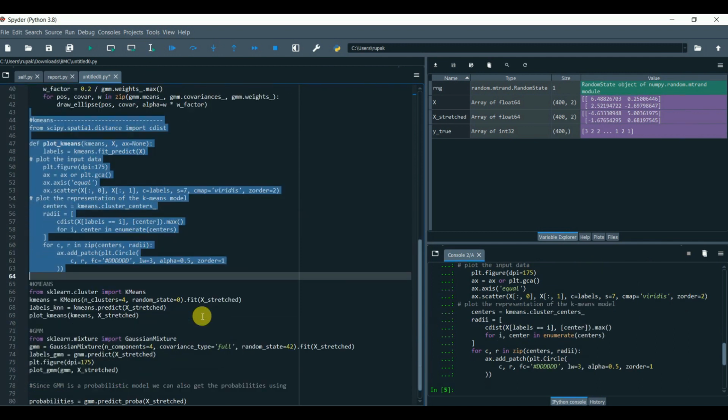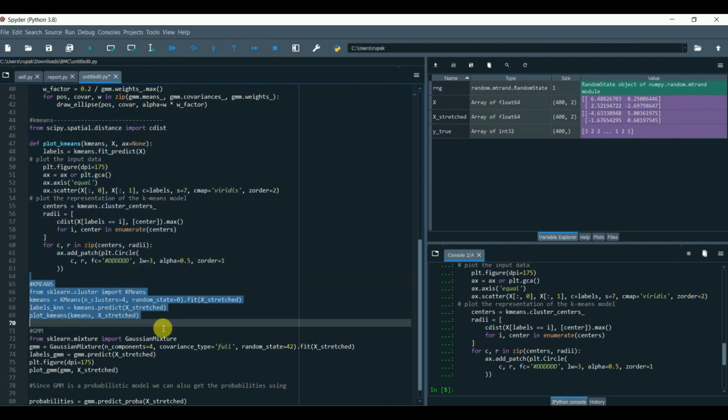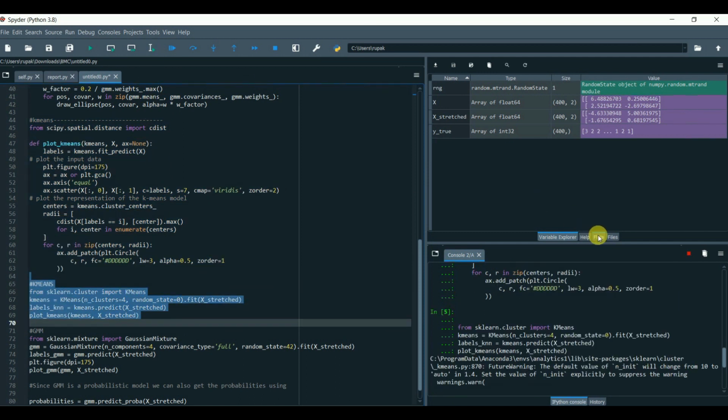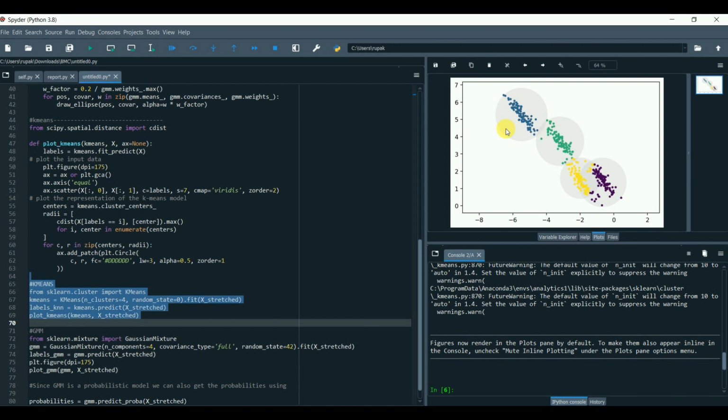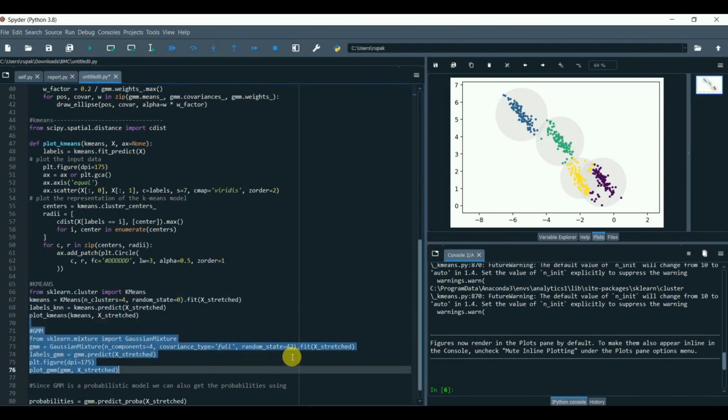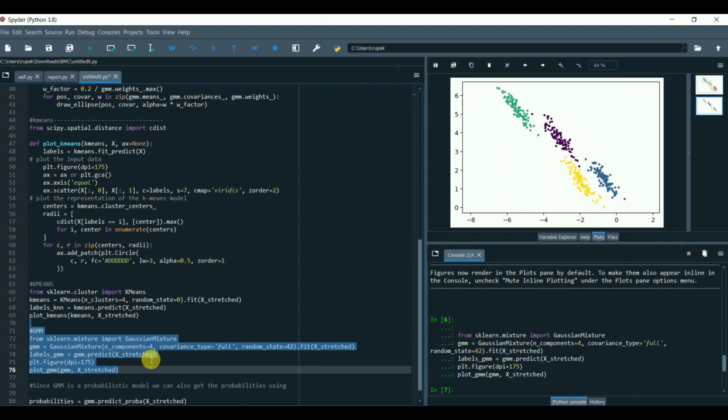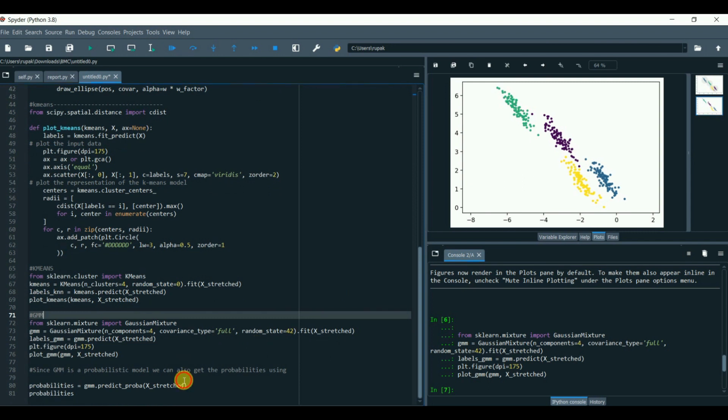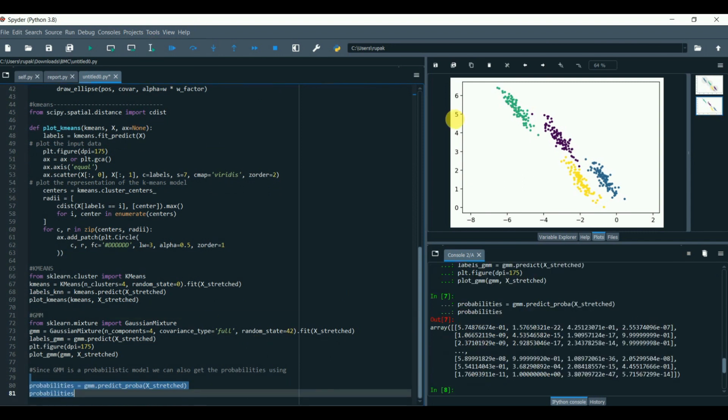Now let's fit the K-means model with n_clusters equal to 4. This is the plot. Now quickly we will also do the same with the Gaussian mixture with n_components equal to 4. We can clearly notice the shape of K-means and the shape of GMM. K-means is restricted to a circular shape, and GMM is a probabilistic model.